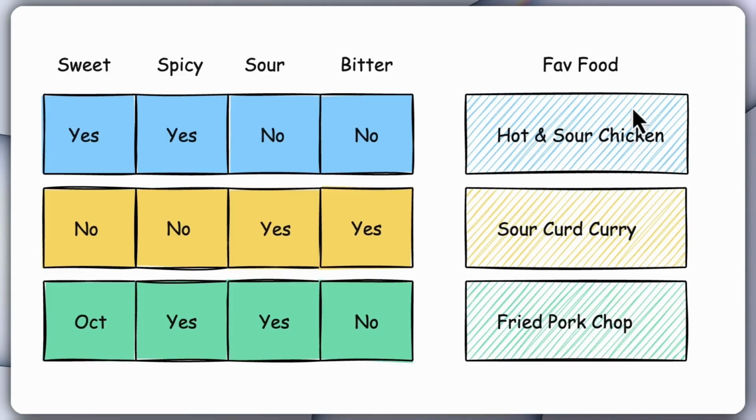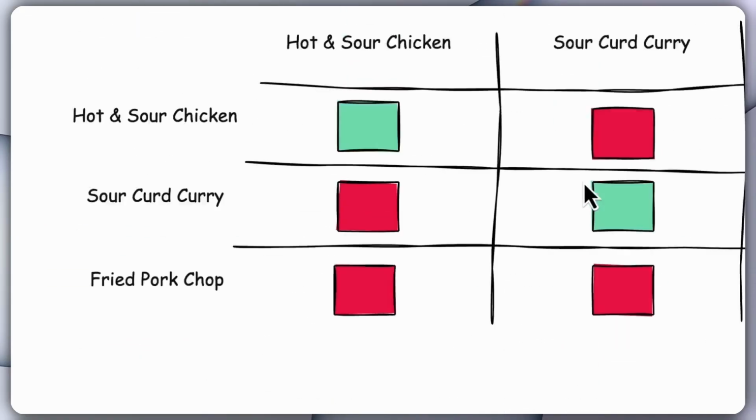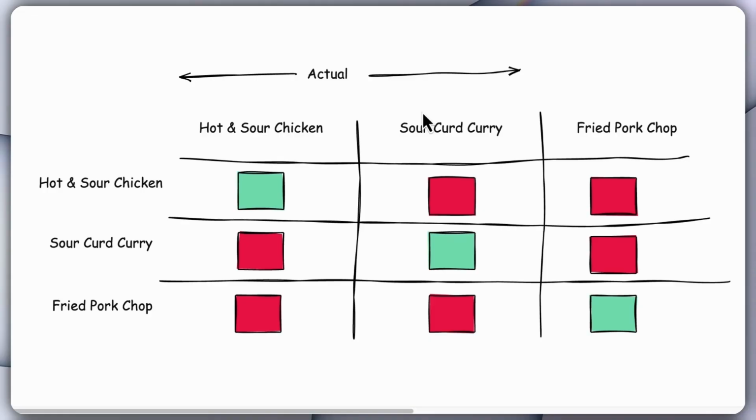Since it's trying to predict 1 out of 3, this time the confusion matrix will be a 3 by 3 matrix. And this is what the confusion matrix looks like.